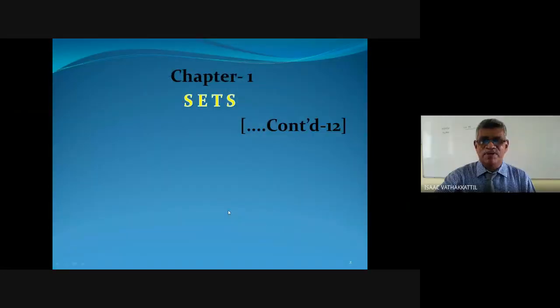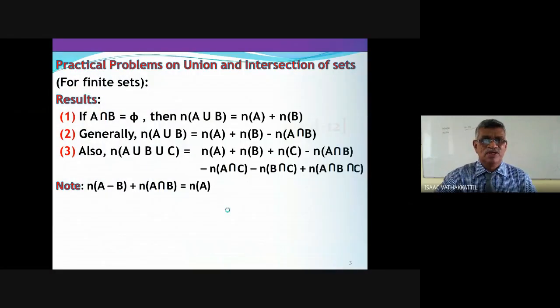Let me pick up yesterday's last question. We now know the formula: the number of A union B is the number of A plus the number of B minus the number of A intersection B. And the number of A union B union C is the number of A plus B plus C, minus A intersection B, minus A intersection C, minus B intersection C, plus A intersection B intersection C.